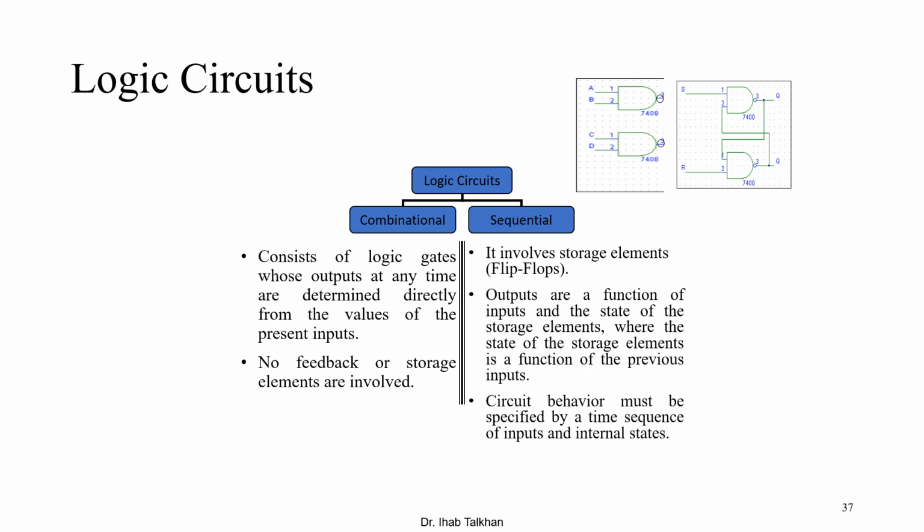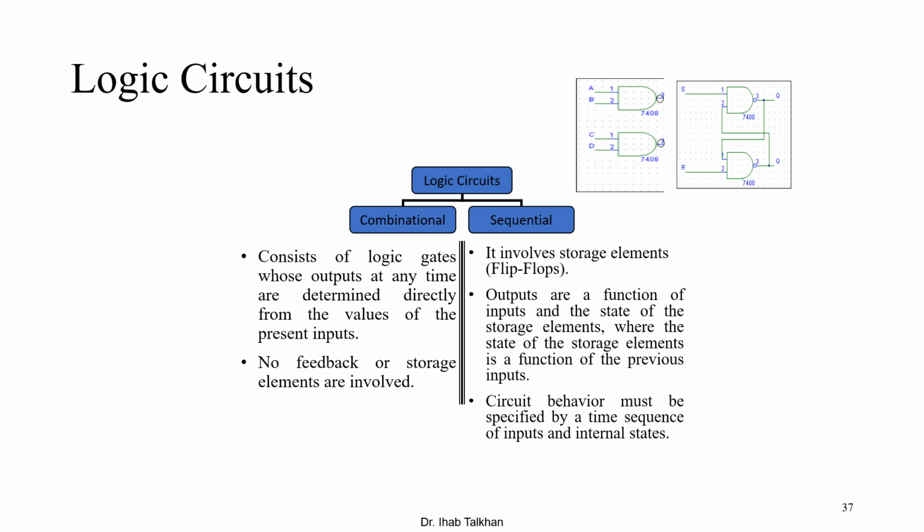In this slide, we are going to talk about logic circuits at large, which are divided into two categories. One is called combinational and the other is called sequential. The combinational is what we had before and we will have in our lectures in the first part of the subject. If you see the upper right corner, we have two configurations, both composed of two NAND gates. The left one has two NAND gates, four inputs A, B, C, D, and two outputs. This is the combinational part.